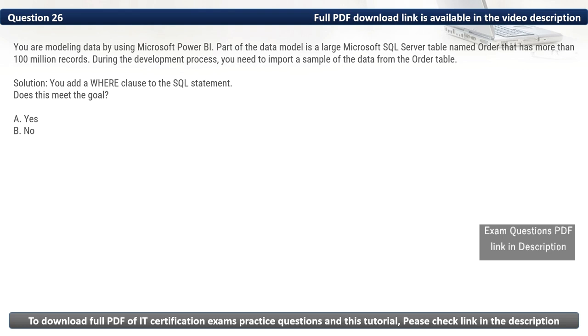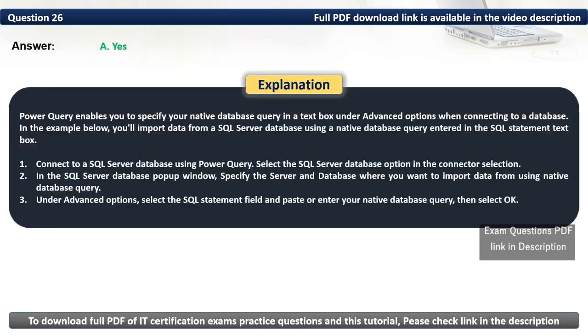Here in this question, considering the scenarios and the requirements are same as the previous question, the given solution is correct. As such, the correct option is A. Power Query enables you to specify your native database query in a text box under advanced options when connecting to a database. In the example below, you shall import data from a SQL Server database using a native database query entered in the SQL statement text box.